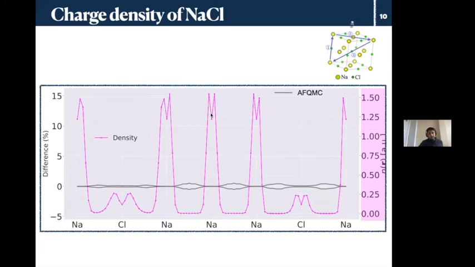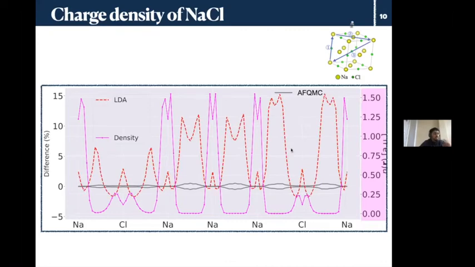Now we want to make a difficult test for the connector by choosing a system which is far from the model that we use, which is homogeneous. And as you can see here, the density of sodium chloride is mainly localized around the sodium and chlorine atoms. That's why by adding the LDA, you see larger error than the case of silicon. And it seems that the difficult regions are between the atoms.